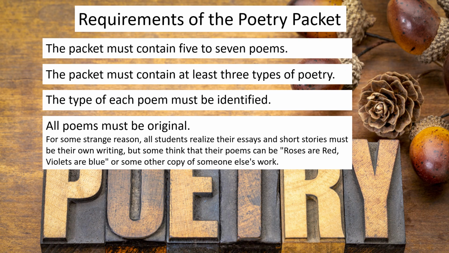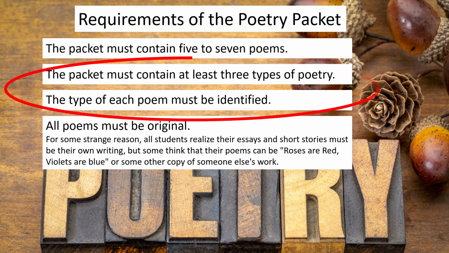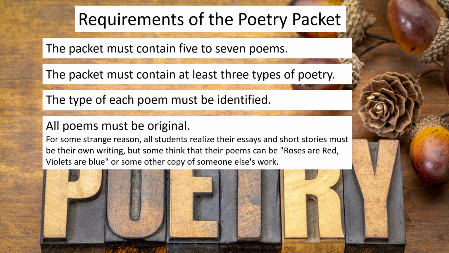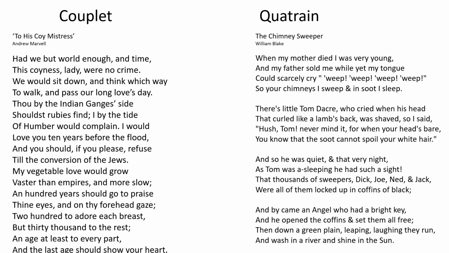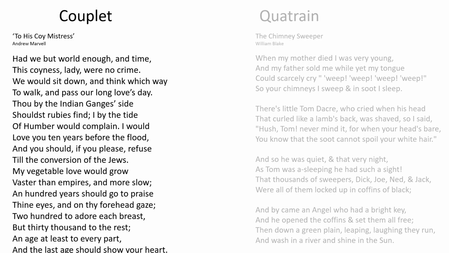Now, recalling that your poem must contain at least 3 types of poetry and that each type must be identified, you have to spend a moment on the types of poetry. The 2 most common types of poems in the English language are the couplet and the quatrain. The couplet's called the couplet because the rhymes come in couples. Time, crime, way, day, side, tide, wood, flood, and so on through the entire poem. A, A, B, B, C, C, D, D.